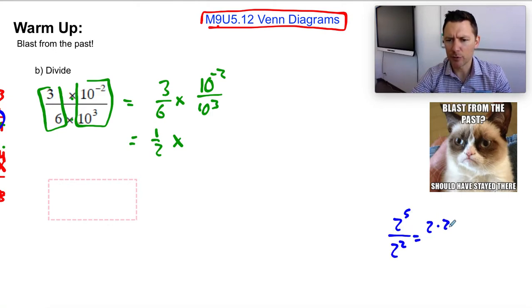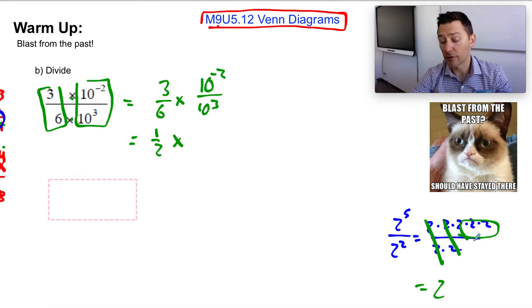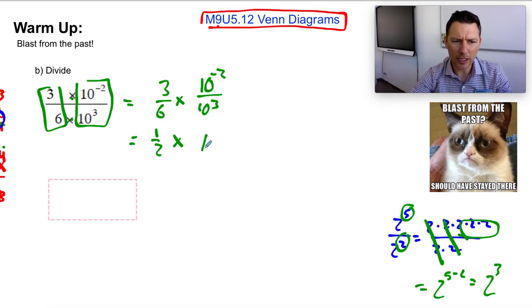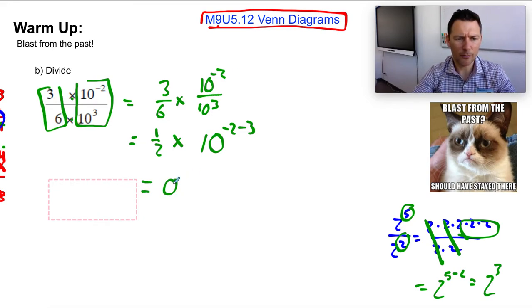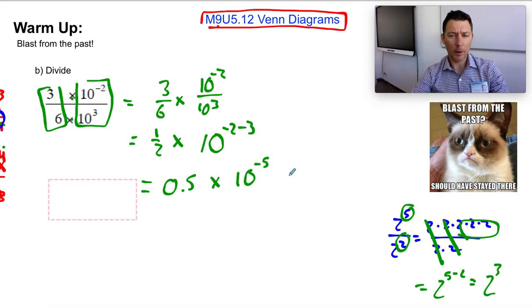Right? You'd have 5 2's up top and 2 in the bottom, and you'd cancel out these and cancel out these, and you'd be left with 2 cubed, which is 2 to the 5 minus 2, gives you that 2 to the third that you expect. You subtract this and this. So you're going to do the same thing here. Keep the base and say top exponent minus the bottom exponent. And that gives you half. Actually, I'm going to write that as 0.5 now, times 10 to the negative 5, right?